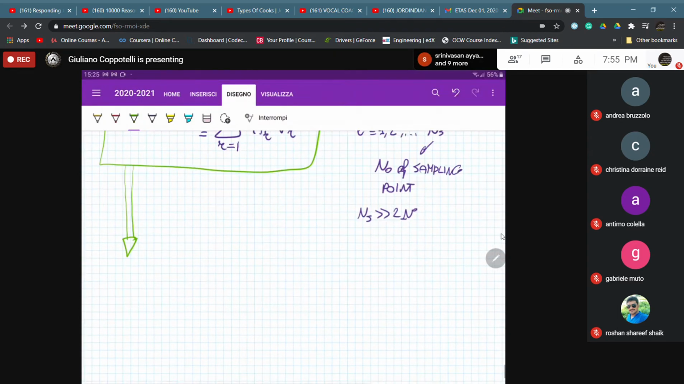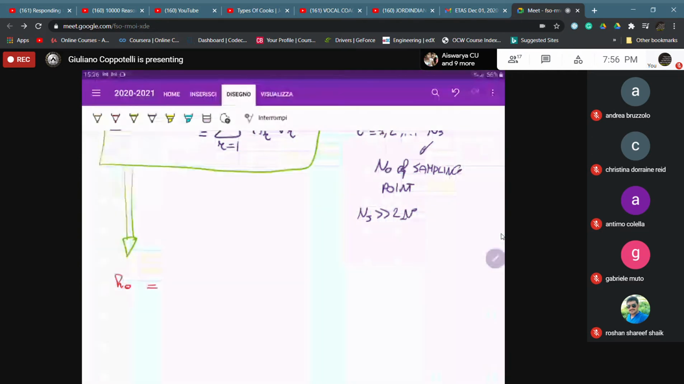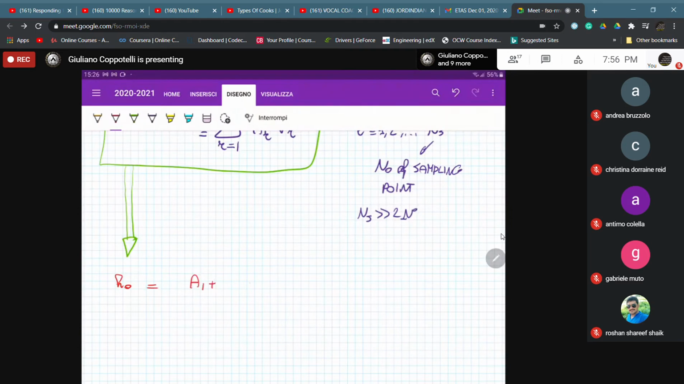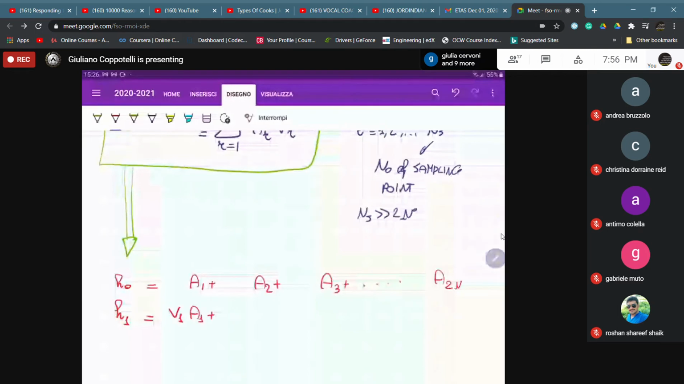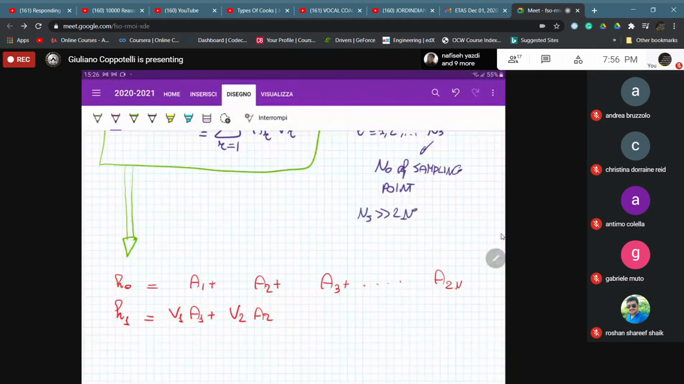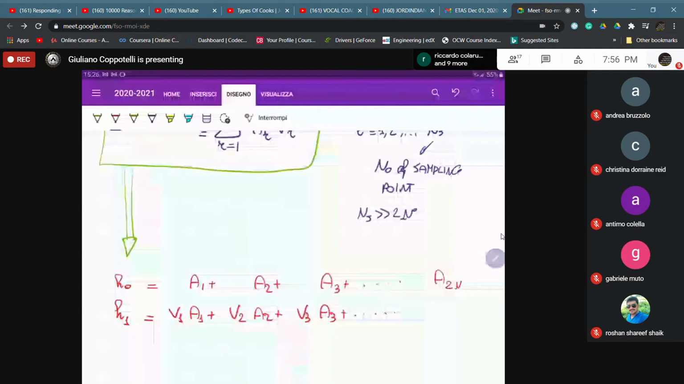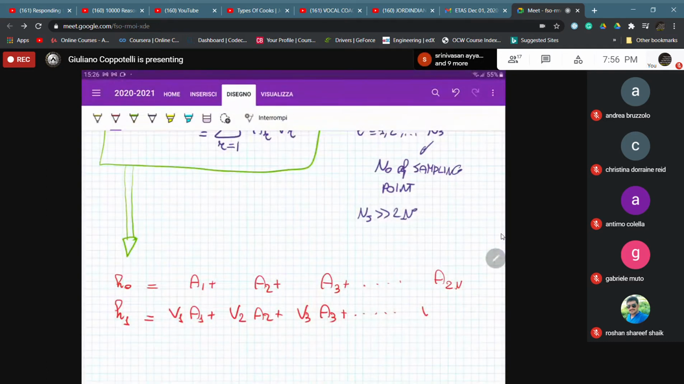Okay, and then I explicit that equation. So I can write that as H0 equal to A1 plus A2 plus A3, whatever, plus up to the last term, A2n. Then I'm writing the second term, H1, that is equal to B1 A1 plus B2 A2 plus B3 A3, and all other contributions until B2n A2n.